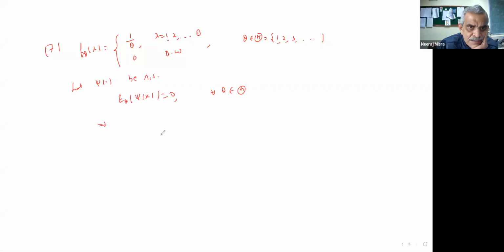What does that mean? What is the expected value of psi(x)? Psi(x) can take values from 1 to theta, right? The summation over x equal to 1 to theta of psi(x) times 1 by theta is 0 for every theta belonging to the parameter space. This theta goes away, so the summation over x equal to 1 to theta of psi(x) is 0 for every theta. The parameter space is 1, 2, 3, and so on.